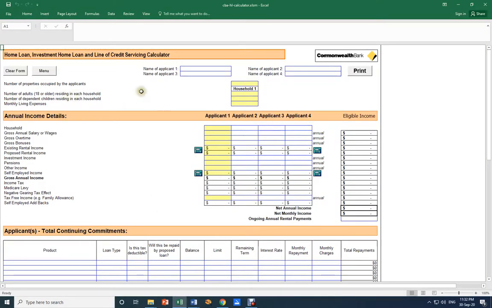So here's the CBA calculator, and it looks completely different, as you can see. Let's see how we go. Number of properties, there's only one property. Number of adults, only one. Number of dependent children, none. Monthly living expenses. So we'll do the same 1700 again, see how we go with that. Households, she's part of household 1. Gross annual salary, 80,000.